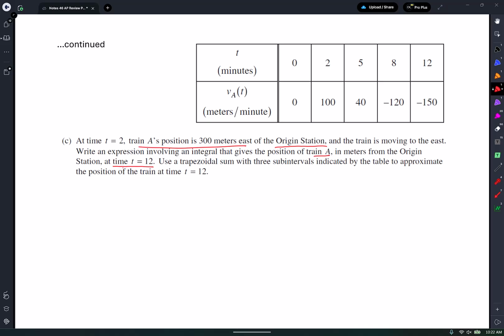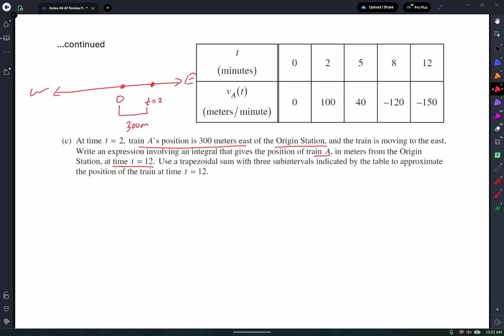Okay, let's draw a little diagram here. I'm just going to do my little east, west, east, right smack in the middle. I'm going to call that origin station. And at t equals 2, I'm 300 meters to the east. So I'm going to write point, and I'm going to say t equals 2, and that gap here is 300. Are we still okay? All right.